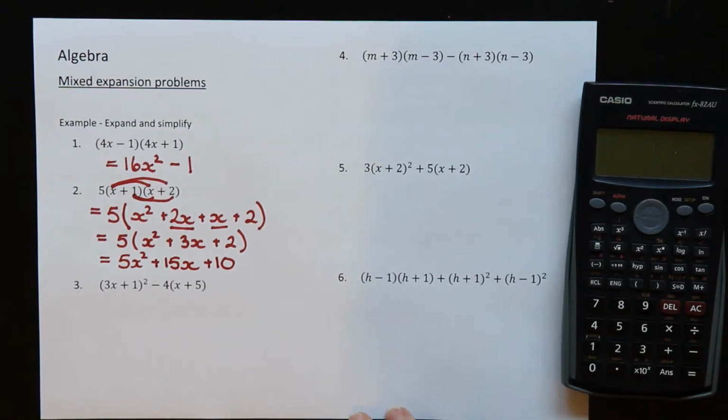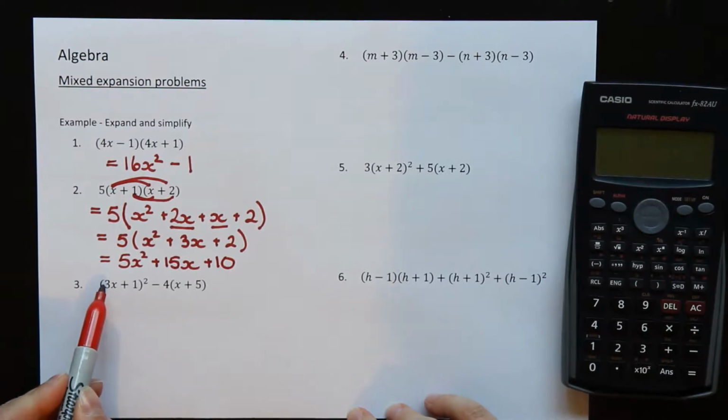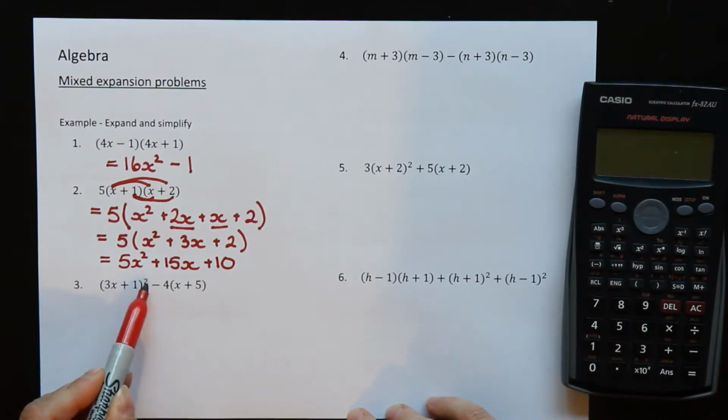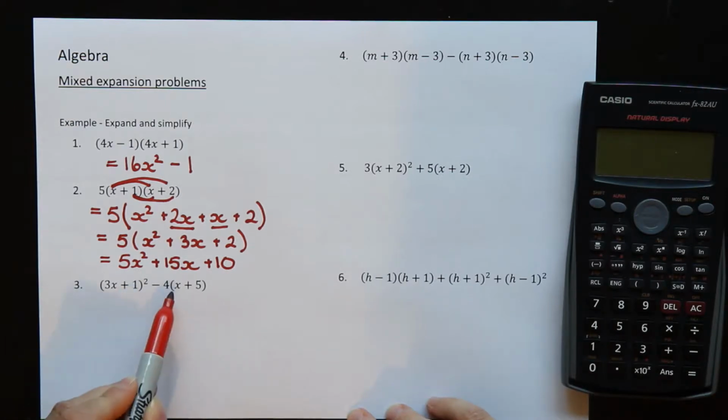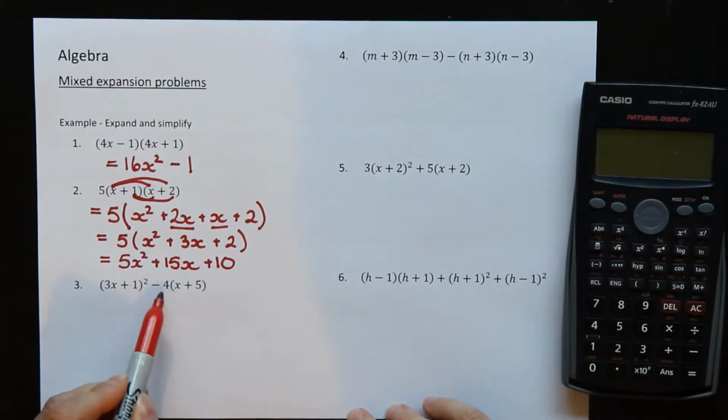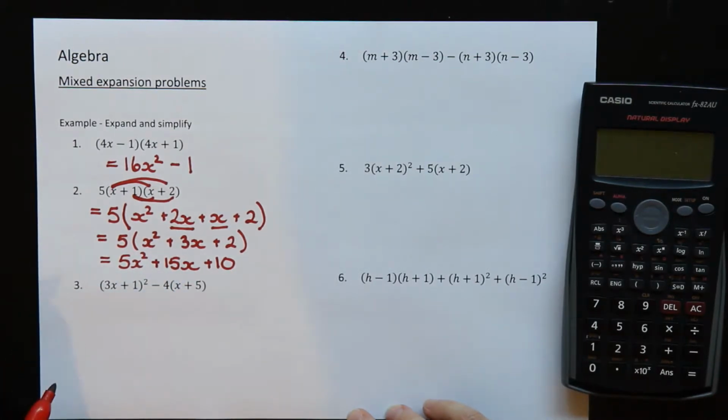Question 3, let's have a look. What do we have? Well, we have one bracket here with a squared on it. That's going to be a perfect square expansion. And then I just have one bracket here with a 4 out the front. That's just going to be a very simple one bracket expansion where we expand that 4 in.